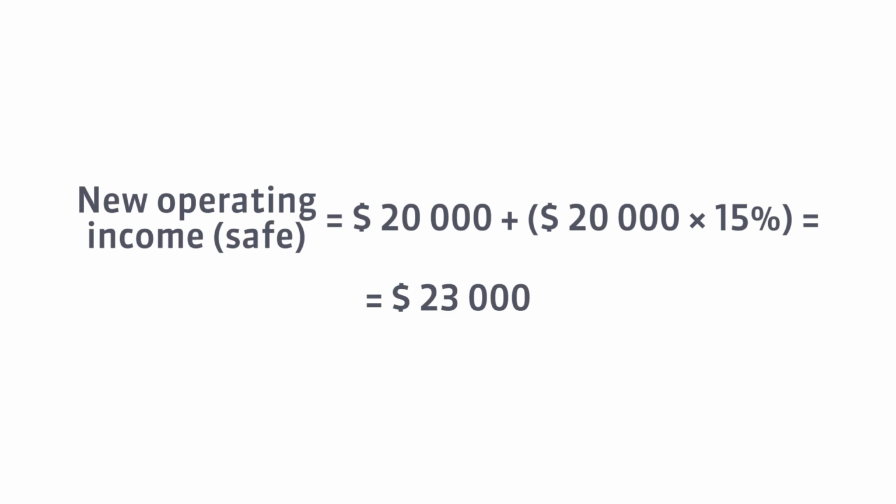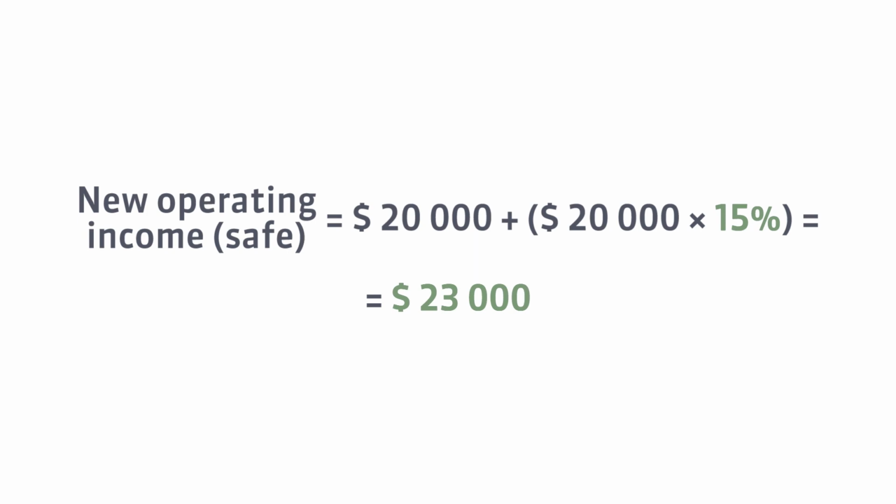Now let's see what the operating income will be in the case of a safe decision. This time, a 10% increase in sales results in a 15% increase in operating income. So the new operating income will be $23,000.